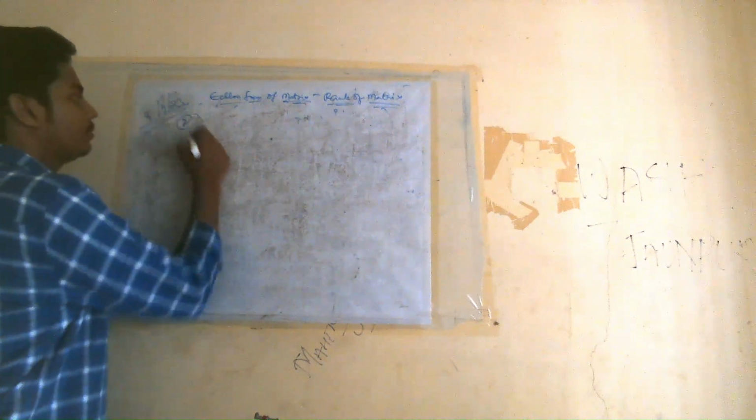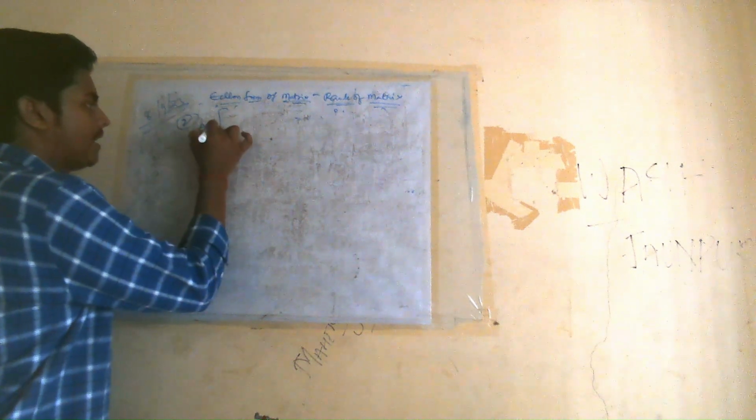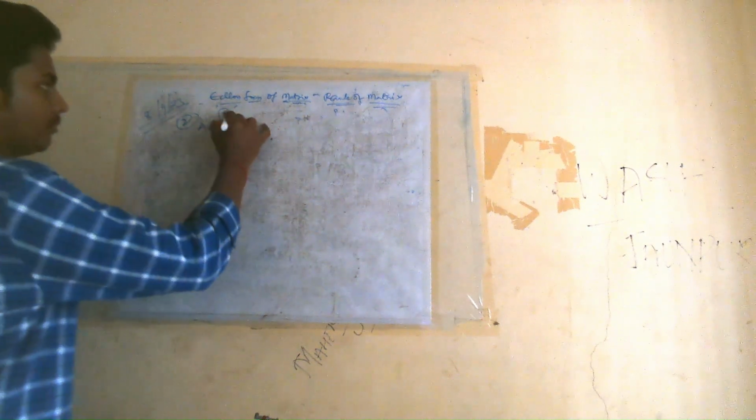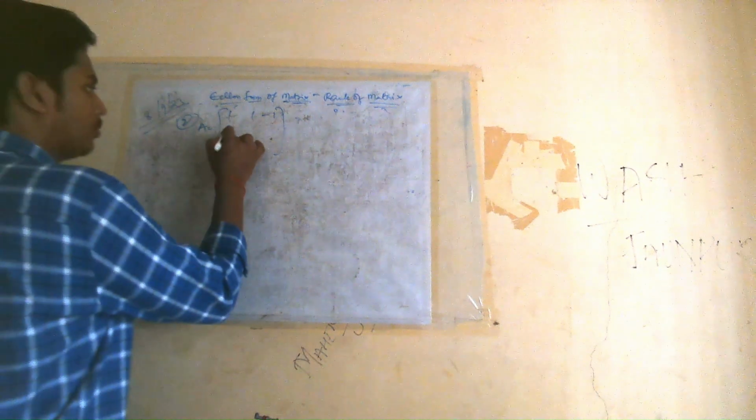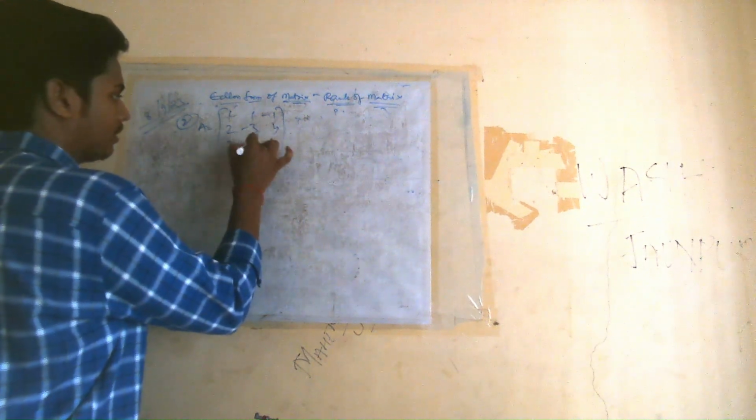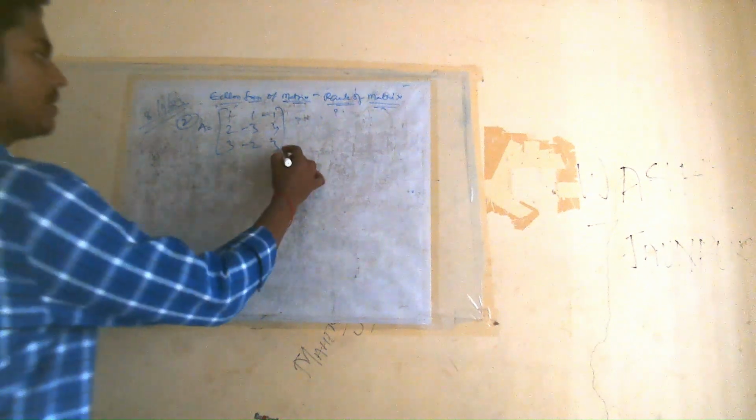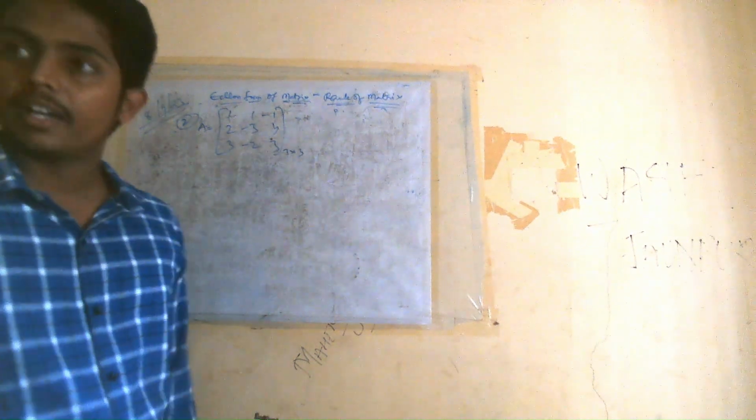Problem number 2, matrix A, 3 by 3 matrix only, 1 1 minus 1 and 2 minus 3 4, 3 minus 2 3. Hope it's correct. Yes, it's a 3 by 3 matrix. You have to find the rank of it.